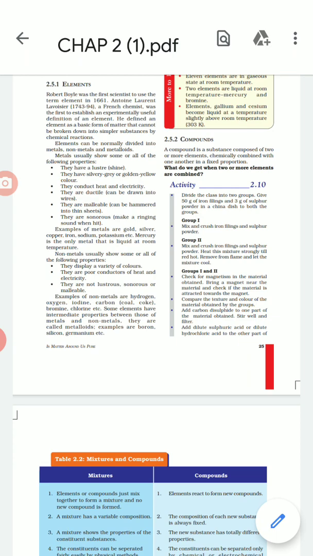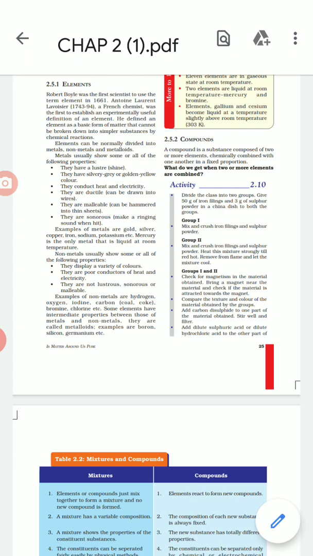Okay, so to understand this, they have given us one simple activity. Let's see what ingredients are required in this activity. The first main things required are iron filings and sulfur powder: 50 gram of iron filings and 3 gram of sulfur powder.